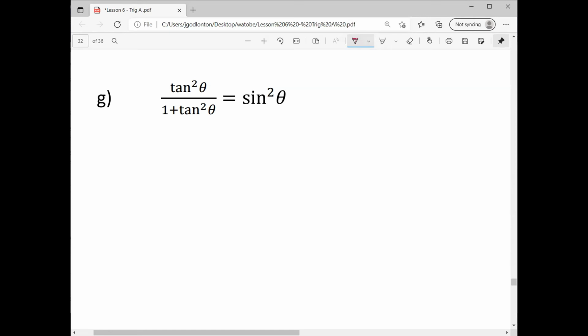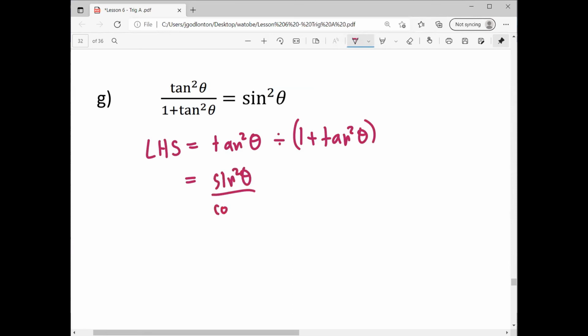Hello. For me, I took your first equation. I said tan squared theta divided by 1 plus tan squared theta. Perfect. Then my second step was sine squared theta over cos squared theta, divided by, and then I put the big brackets, the square root.